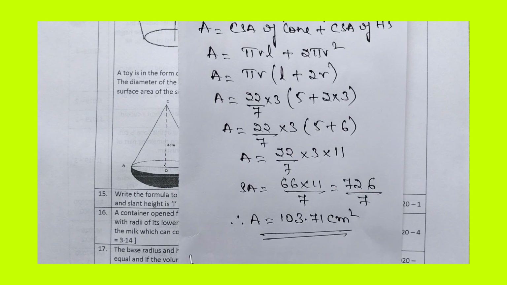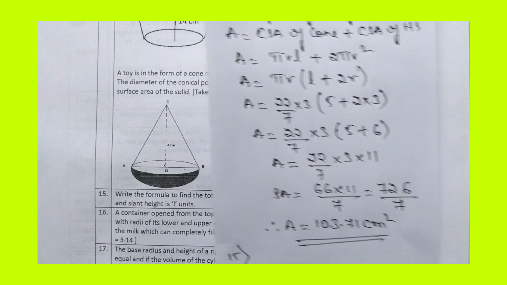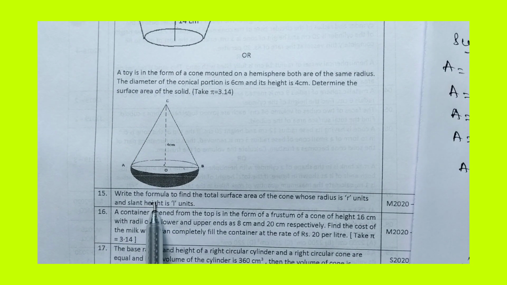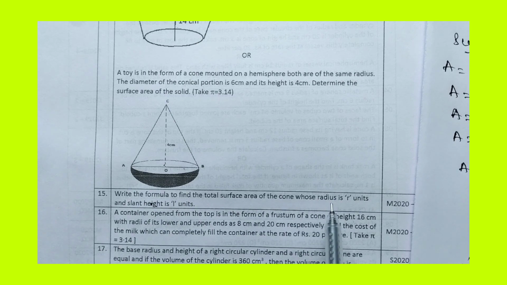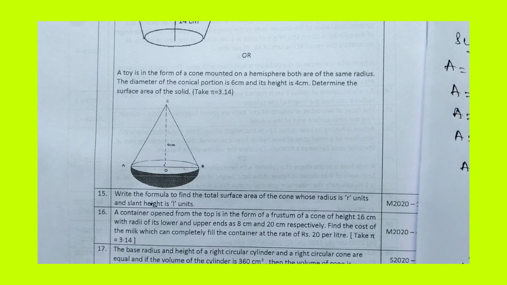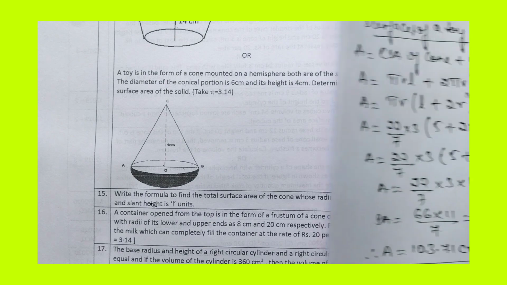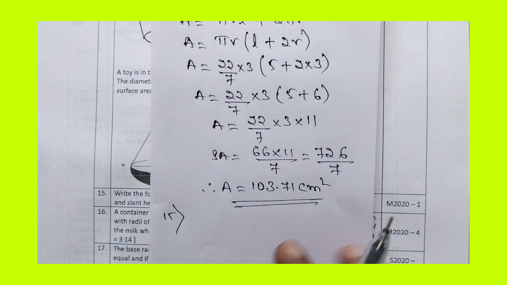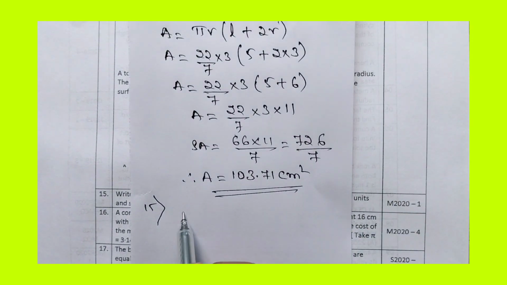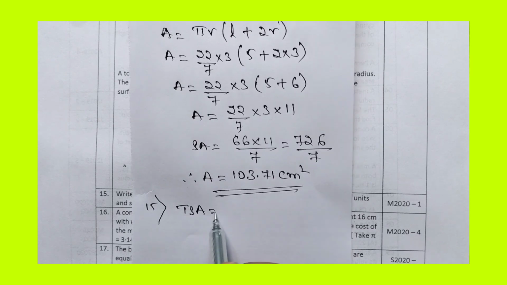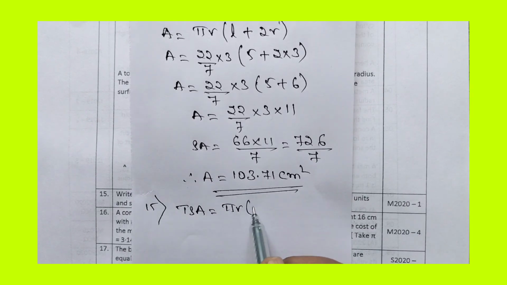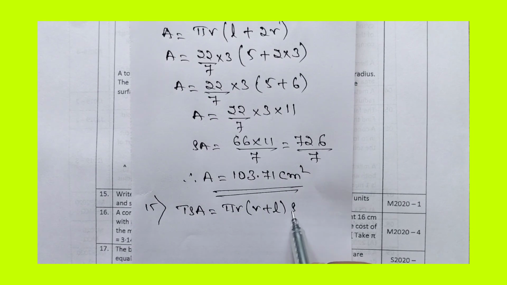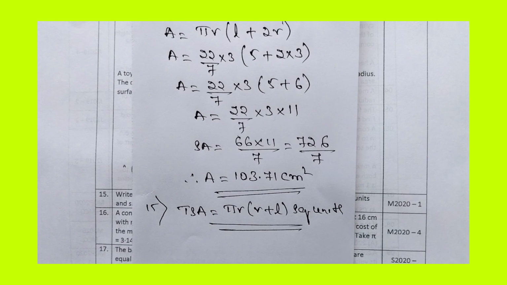So now let us move to the 15th question. Write the formula to find the total surface area of a cone whose radius is r units and slant height is L units. It is a 1 mark question. So let us write the total surface area. Total surface area is equal to pi r into r plus L square units. So this is the total surface area of a cone.